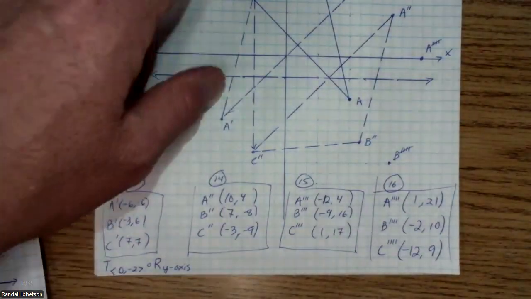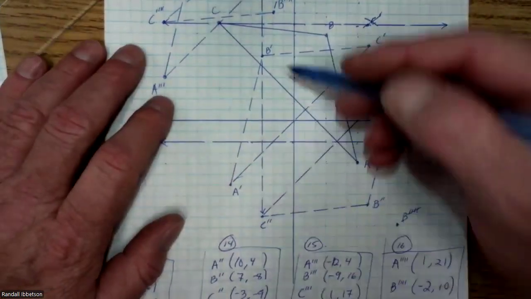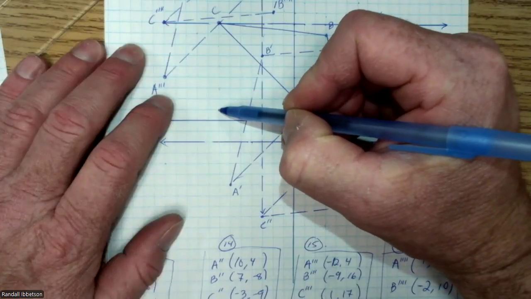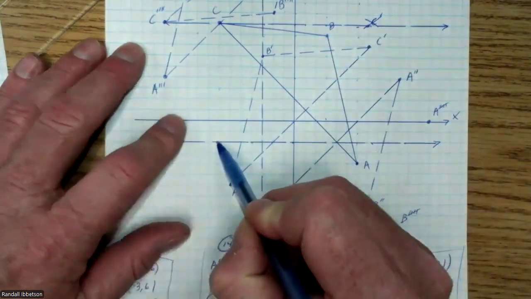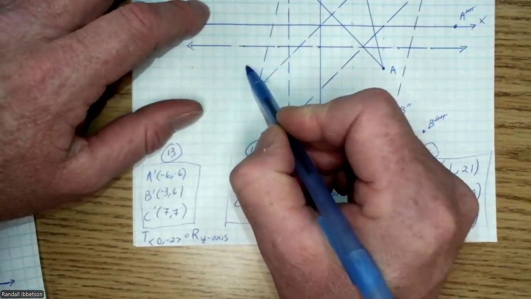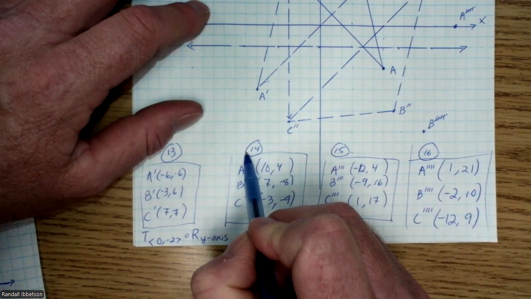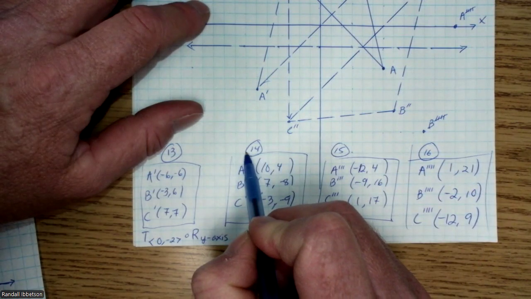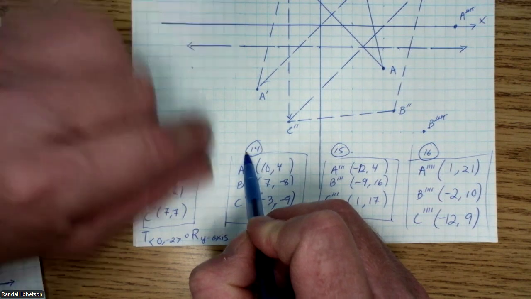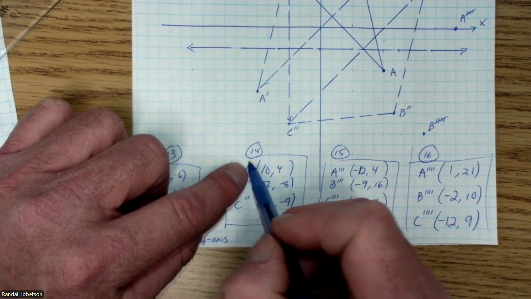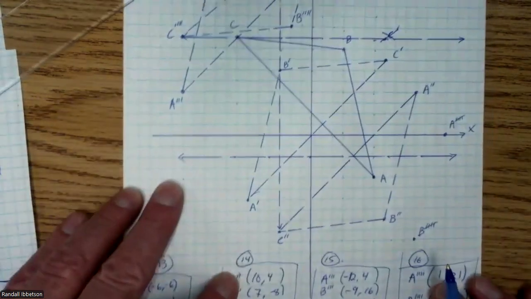Now we got one more to go. C has to flip over that line of reflection. 2, 4, 6, 8, 10, 11. Got to go the other way. 11, 2, 4, 6, 8, 10. 11. That would be here. That doesn't look right. Man, this is tough. There's a lot going on.